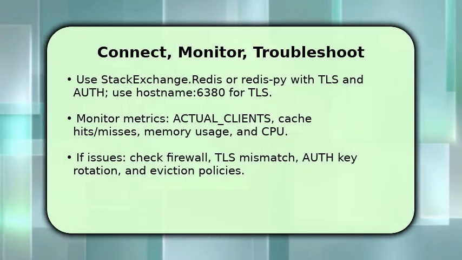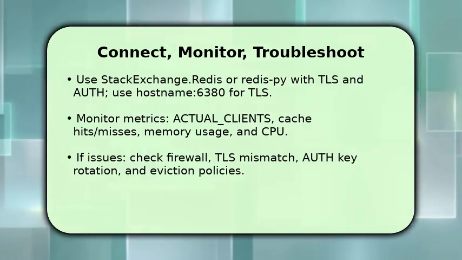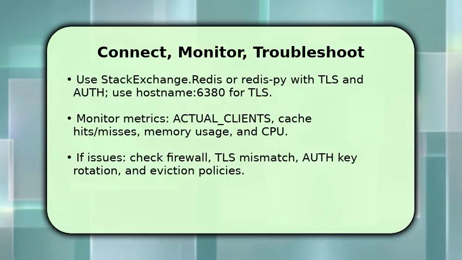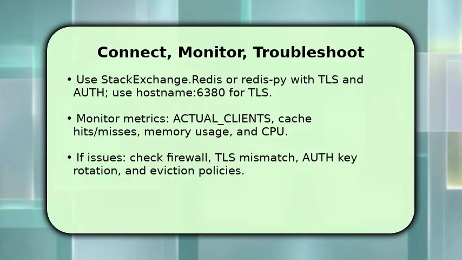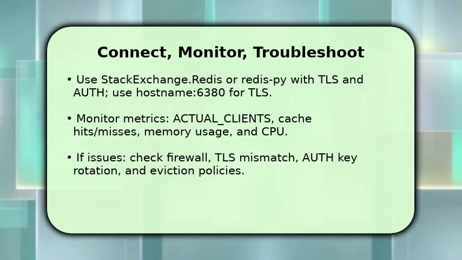eviction and expiry policies. If things go wrong, first verify firewall or VNet settings, confirm TLS and port, and ensure you're using the correct auth key. If memory pressure appears, increase capacity or adjust eviction and TTL strategies.